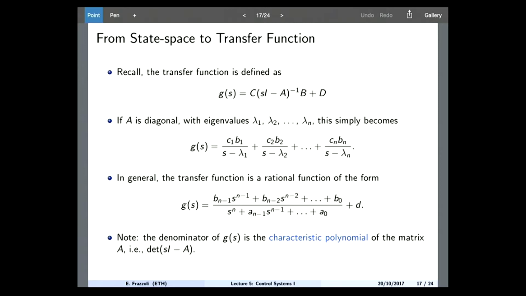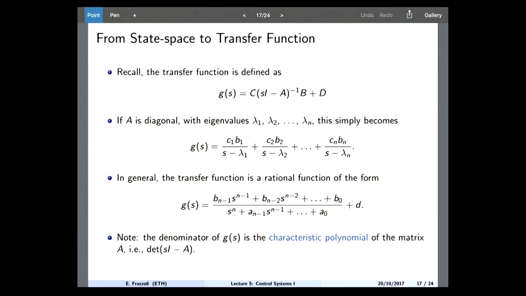Well, if A is diagonal, I think that you can get the sense that I really like the diagonal form, okay? For me, if you think in terms of diagonal realization of your model, everything is easy, okay? So if A is diagonal, with eigenvalues lambda 1 to lambda n, how do I compute this inverse? Well, this is easy, right? Because if A is diagonal, sI minus A inverse will also be diagonal, right? And what will be the entries on this diagonal matrix?